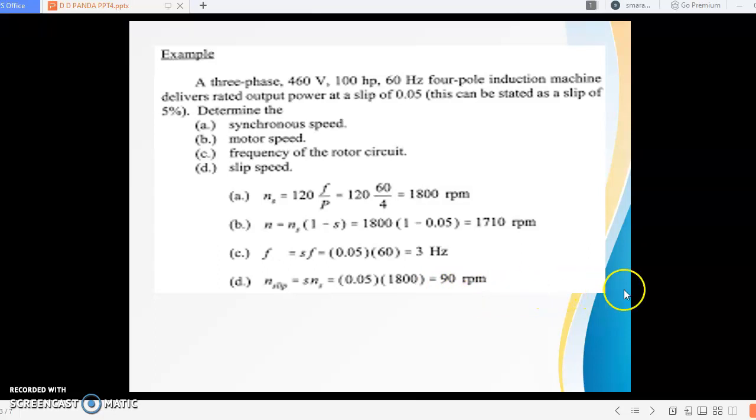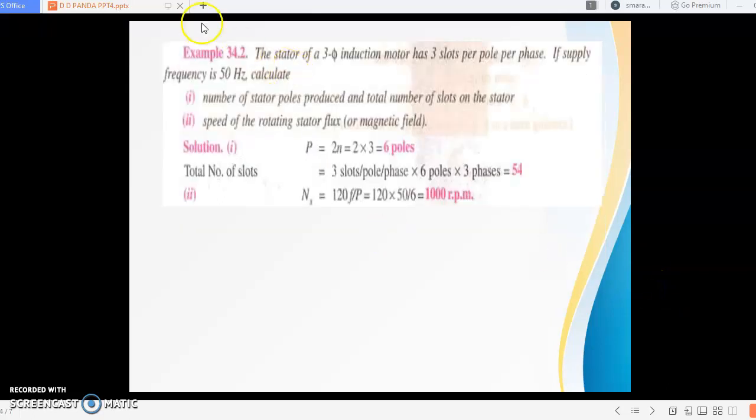Now, we will go to the next numerical. See the questions everyone. The stator of a 3-phase induction motor has 3 slots per pole per phase. Mind it, 3 slots per pole per phase. And next we will be calculating the number of poles. 3 slots per pole. So total pole will be calculated.